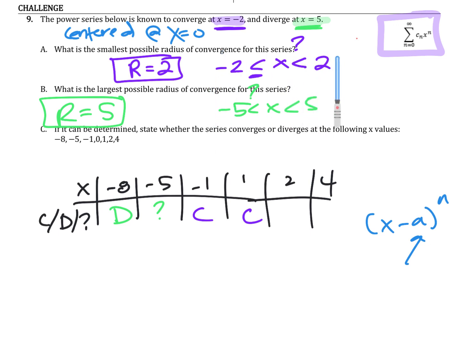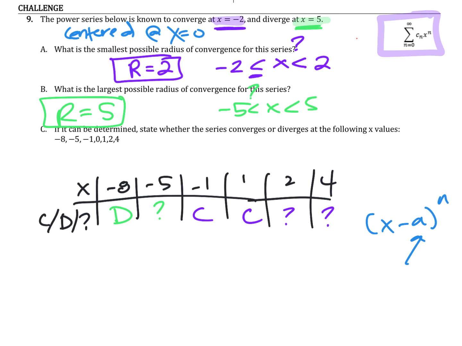We don't know what's happening at 2, so we're going to just put a question mark there. It could converge there. It could diverge there. We don't know. And we don't know what's happening at 4 because the only other piece of information that we know is that it's diverging at 5, but it could be converging at 4. So based on the information that we're given, we know how far away from the center we could be going at most and at least, and we can draw conclusions based on that information.